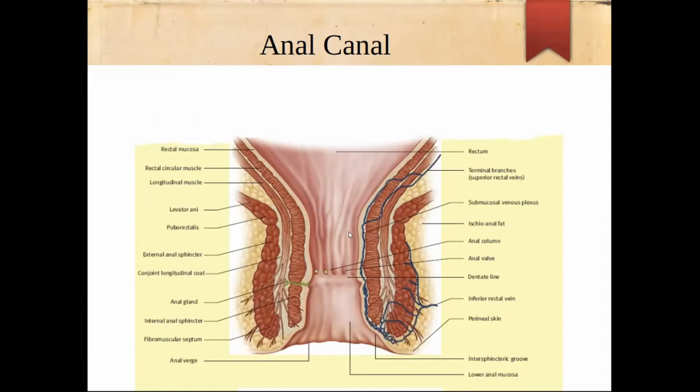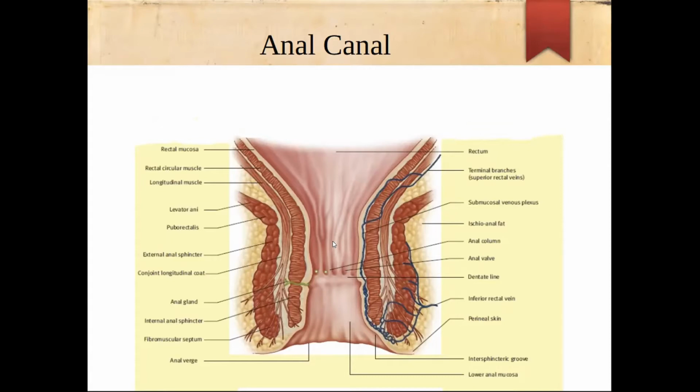What's the nerve supply above the dentate line? It will be the autonomic nervous system. Is this pain sensitive or pain insensitive? Not pain sensitive. This is why the internal hemorrhoid is usually above the dentate line. Above the dentate line. How does the internal hemorrhoid present?